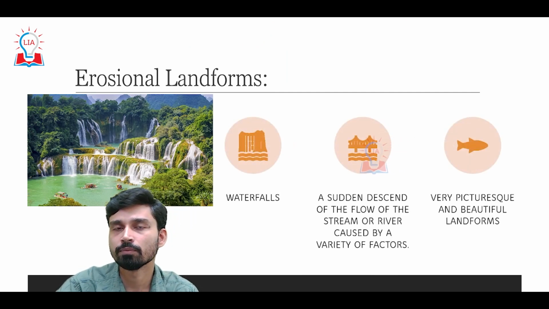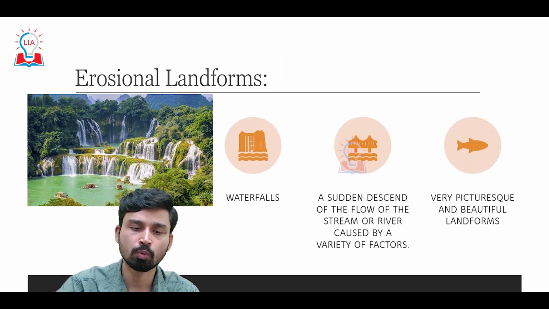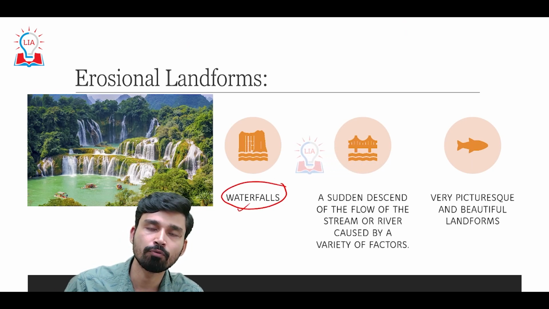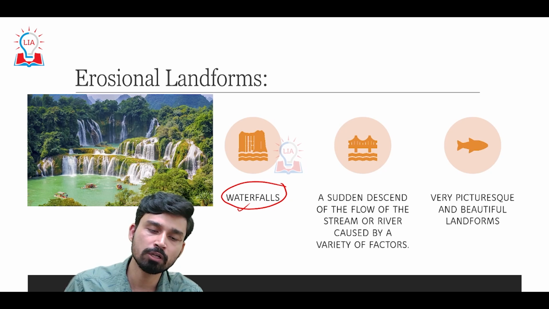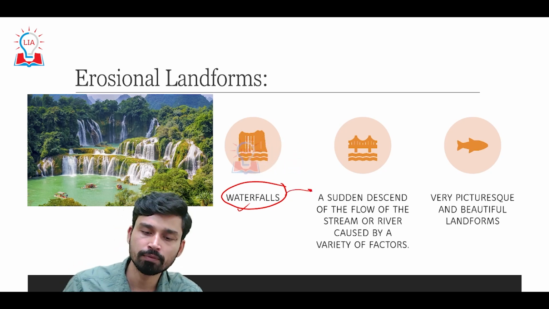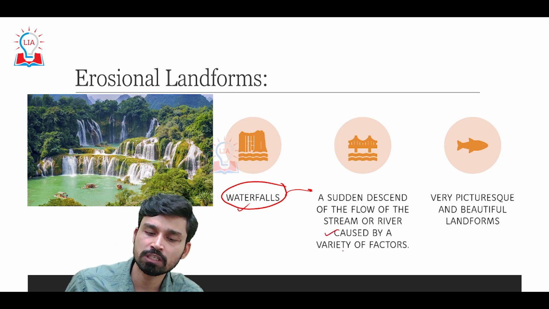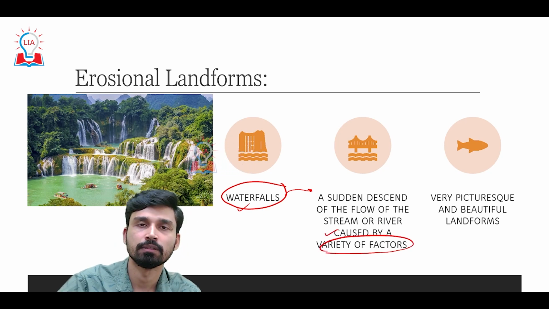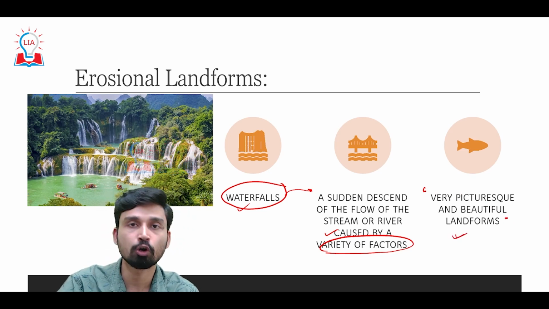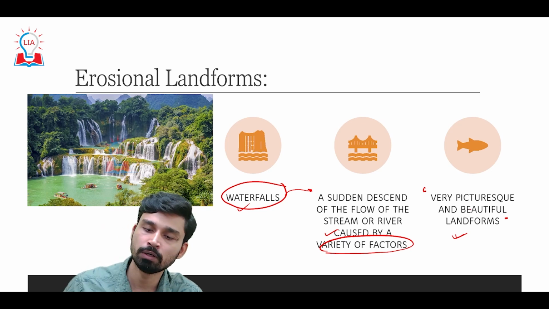Now, when the river moves further in the mountains or over the plateau, it also forms a landform that we can call waterfalls. In simple terms, a waterfall can be defined as a sudden descent of water or the flow of a river or stream that is caused by a variety of factors. Waterfalls are well-known areas because they attract a lot of tourists from all across the country and the world, because they are very picturesque and beautiful.